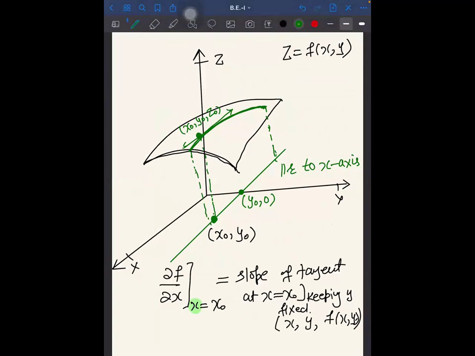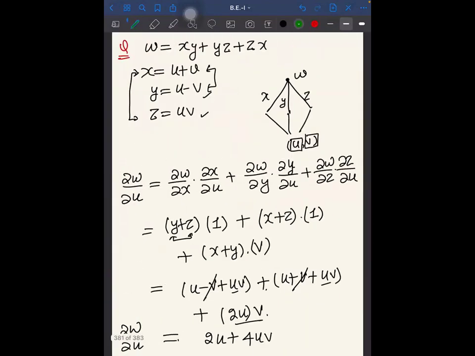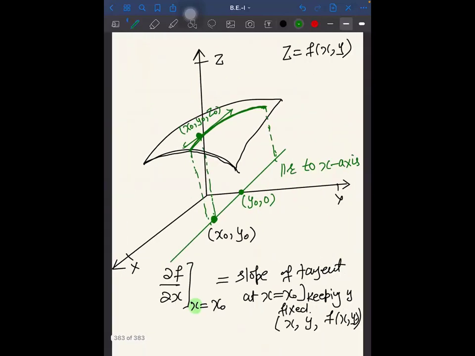Sir, can you please switch to the previous slide? Yes. The more previous one. Yes. Okay, sir. So, are you getting this? Is it fine? So, can we move forward?